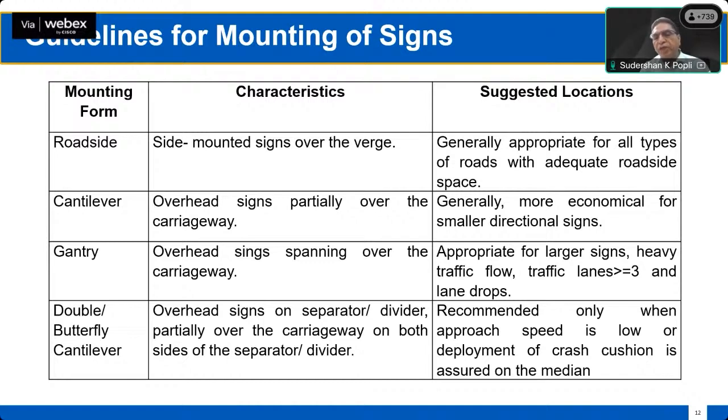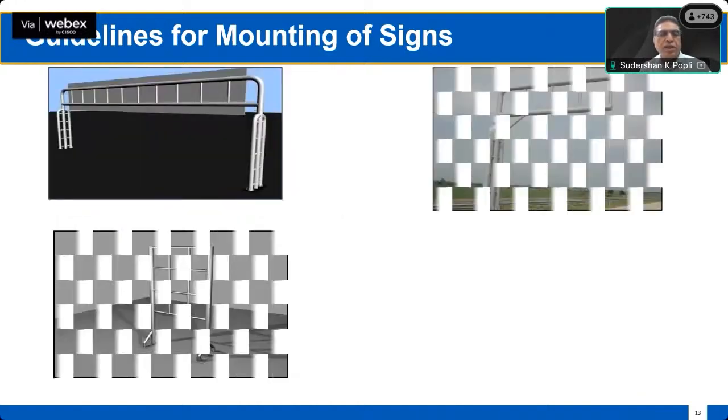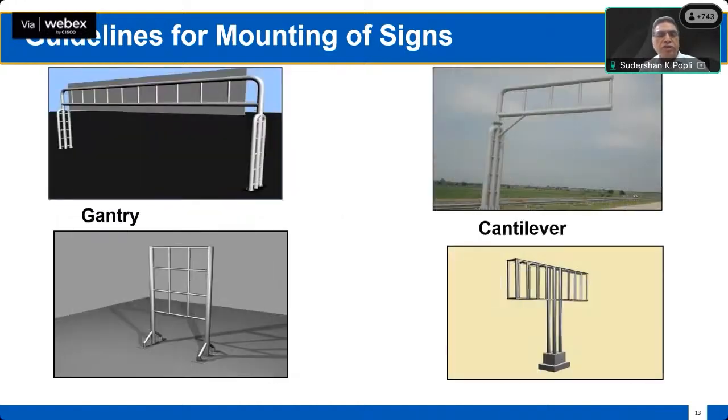It is appropriate for large signs and when the traffic lanes are 3 or more, or 6 lanes in aggregate. And then double butterfly cantilever is basically used wherever there are exits in the case of interchanges. These double butterfly cantilever signs are very useful. These are different photographs through which you can differentiate the different kinds of gantry signs provided.